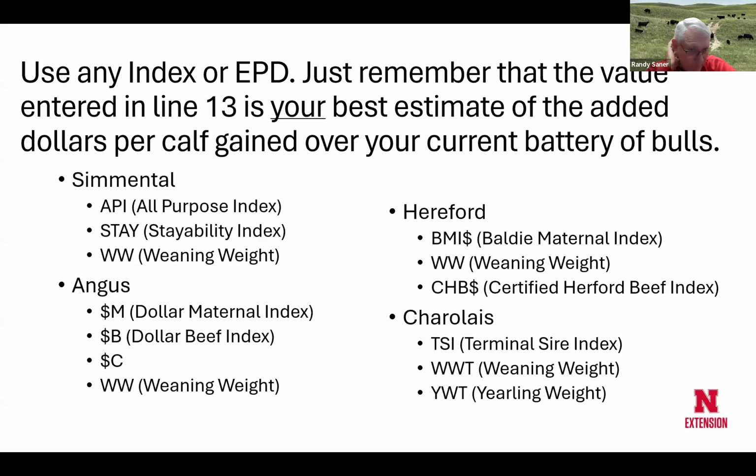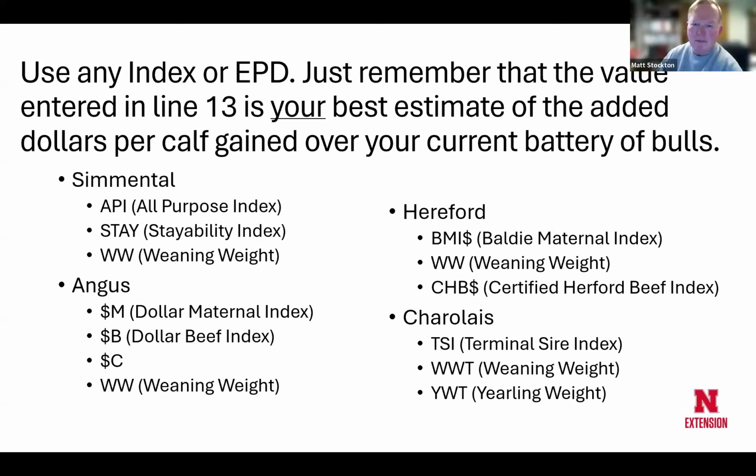Here are your indexes and all that stuff. I'm not going to keep it up here very much. I just put down some different indexes and EPDs from different associations. I don't want to just use Angus, but about 80% of the bulls sold are Angus, so that's why I use them. But any breed works: Simmental, Angus, Hereford, Charolais, and there are more. You can use any of these indexes or values, and I don't have all of them on there, I just put a few.